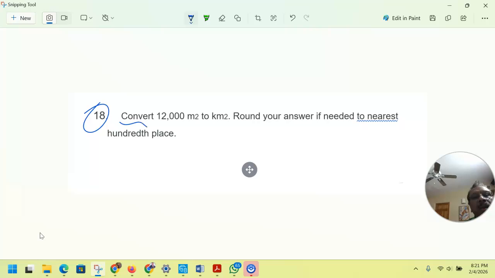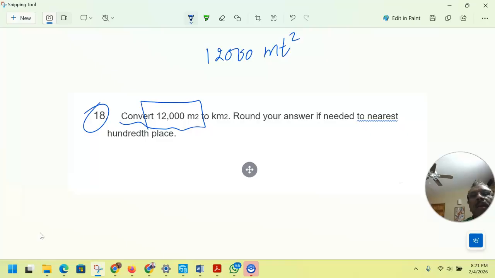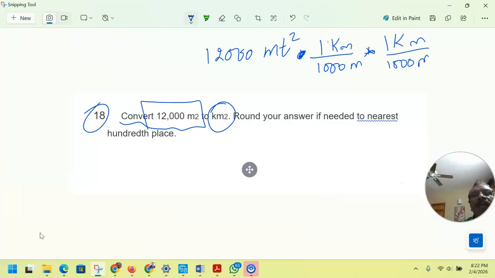So this question number 18, convert 12,000 meters square. So it's going to be 12,000 meters square, right? Meter square. That means I have to write 1 meter. We know because they want to do kilometers. So 1 kilometer is 1,000 meters. And again, you'll have to do 1 kilometer 2 times because of this meter square. So all you do is you can cross out this meter square to meter, which is meter square.